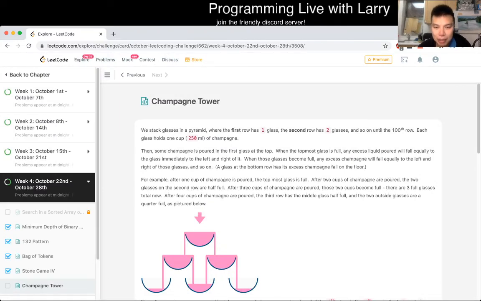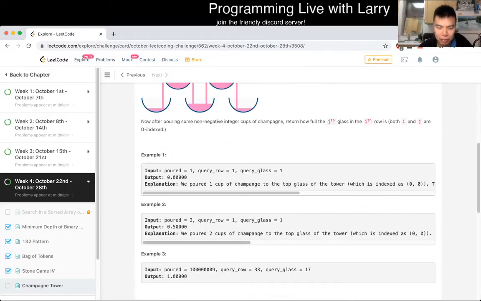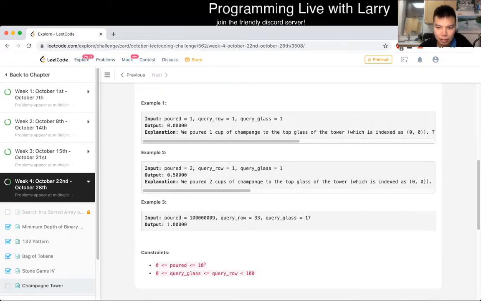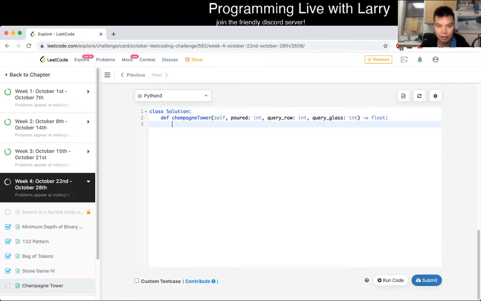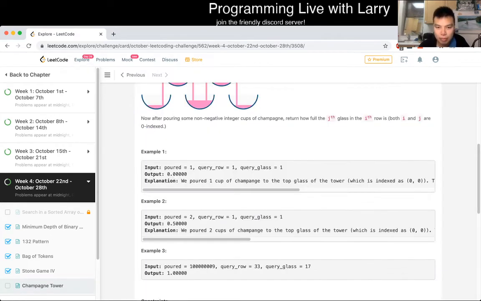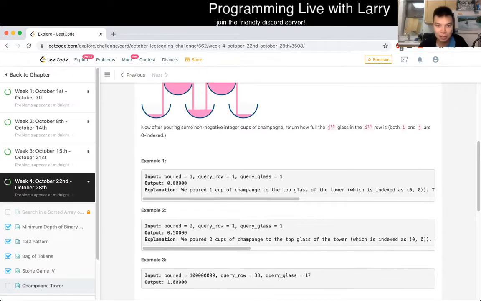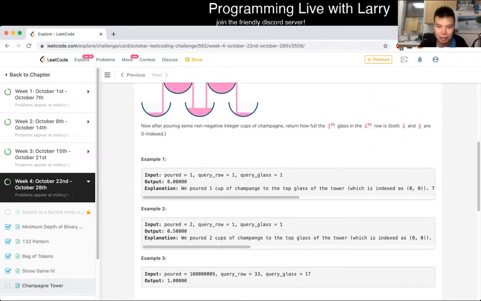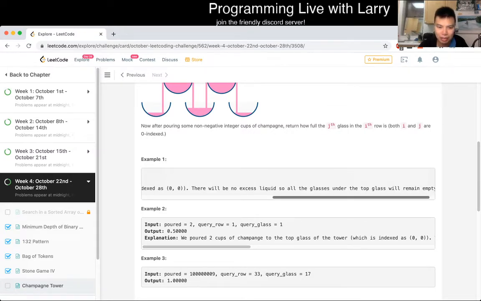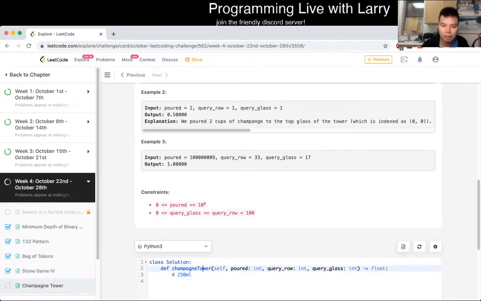So we stack glasses in a pyramid where the first row has 1 glass, then 2 glasses, then 4, each 250 milliliters. How full, so it's percentage wise anyway. Okay, we have to make sure that we keep track of 250, and this is the number. What's poured? Poured is in milliliters, I guess. I have to double check this, but we just pour 1 cup worth. Okay, so we don't even have to care about this. That's just a bit weird.